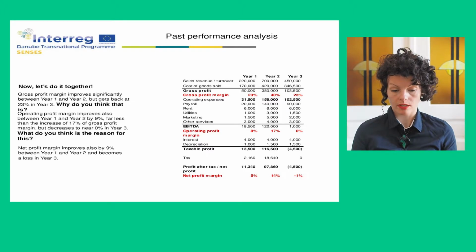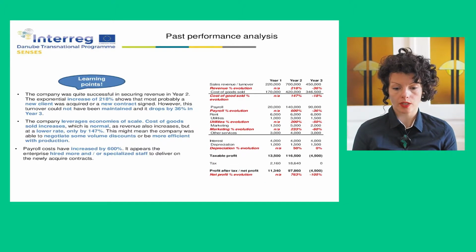Operating profit margin improves also between year 1 and year 2 by 9%, far less than the increase of 17% of gross profit margin, but decreases to near 0% in year 3. What do you think is the reason for this? Net profit margin improves also by 9% between year 1 and year 2 and becomes a loss in year 3.